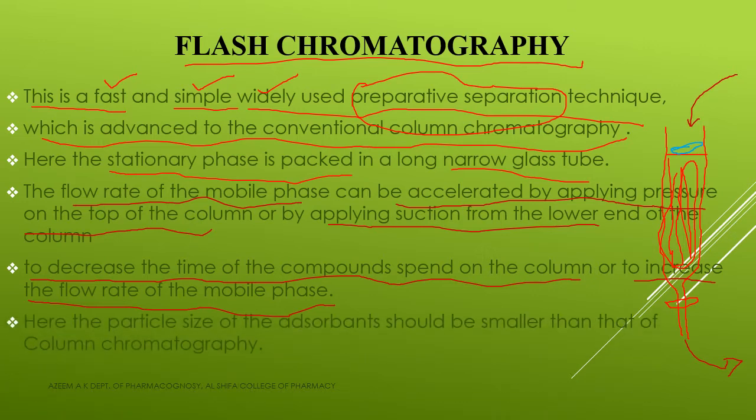Okay, now the next point is that here the particle size of the adsorbent should be smaller than that of column chromatography. In column chromatography, the adsorbents are of column grade, and in flash chromatography, it is flash grade. That is, the particle size of the adsorbent should be smaller than that of the adsorbents which we are using in column chromatography.